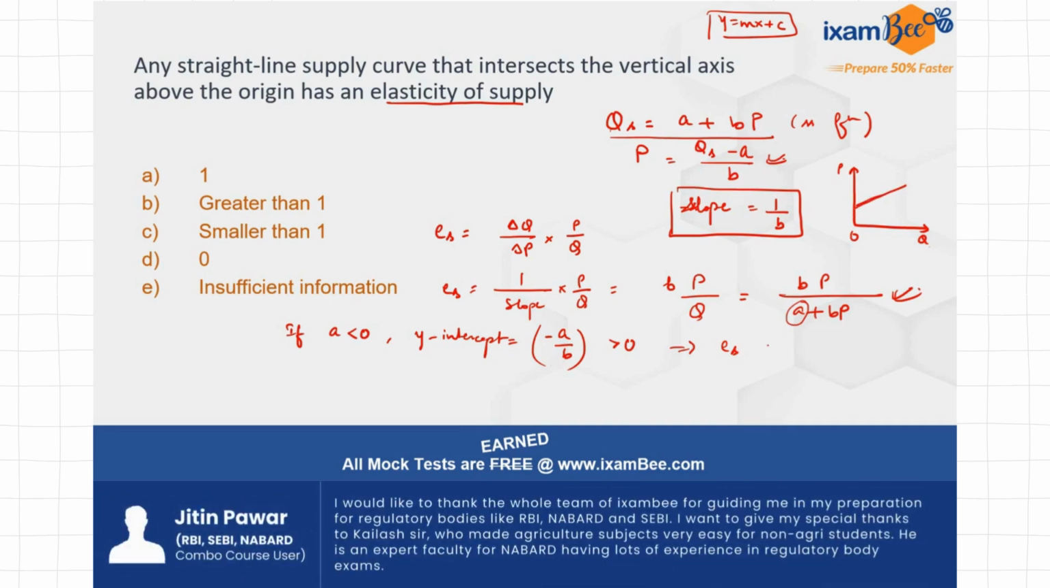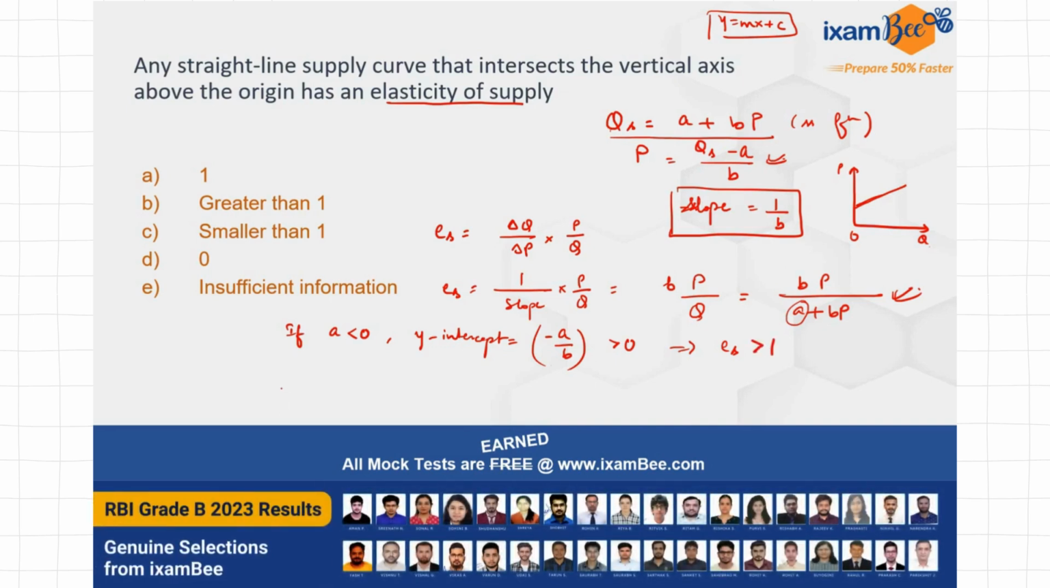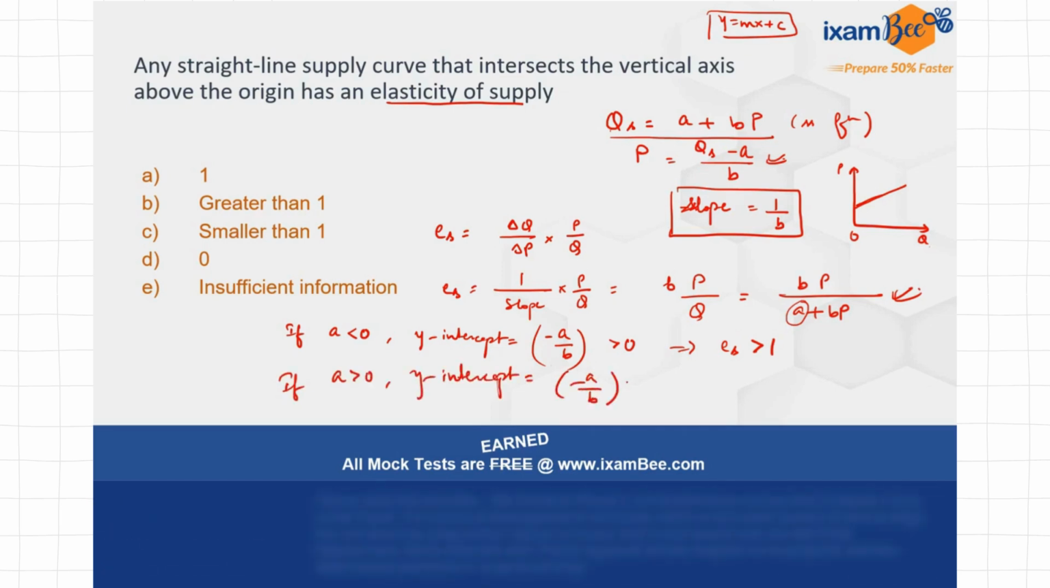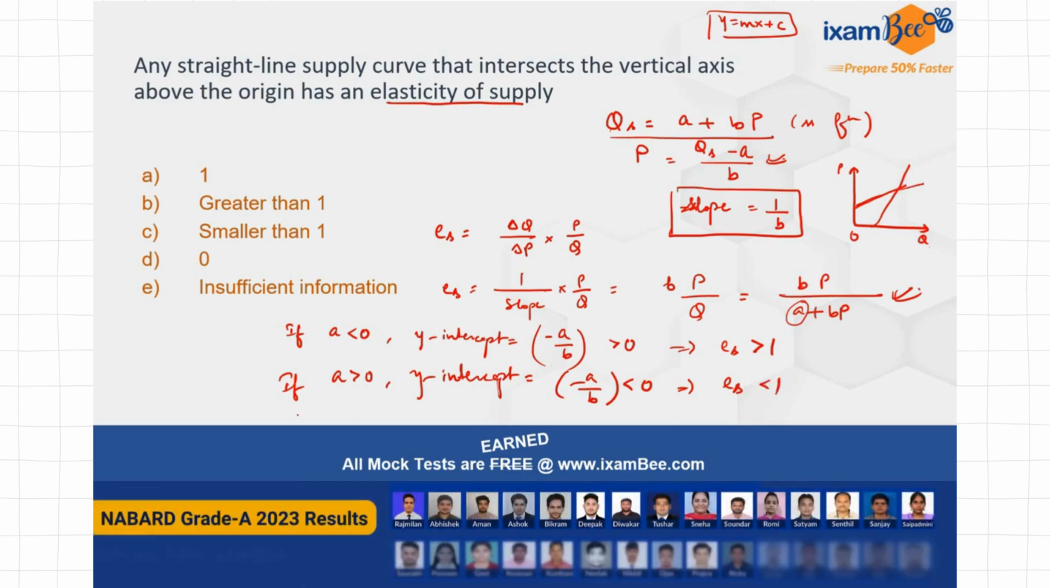And the elasticity of supply value, if A is negative, so less than 0, this would mean that the denominator would be less than the numerator. So elasticity value would be greater than 1. Similarly, if A is greater than 0, your y-intercept value, which is minus A by B, is going to be less than 0. If A is positive, then this whole value will be negative. This would imply that your curve is starting from somewhere here. And your elasticity value is going to be less than 1.